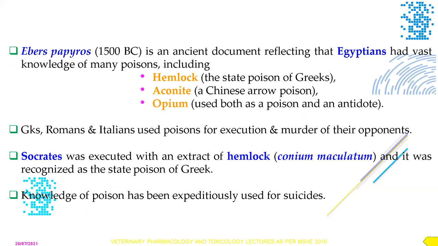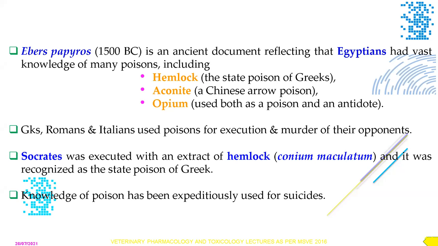The Ebers papyrus, from 1500 BC, is an ancient document reflecting that the Egyptians had a very vast knowledge of many poisons. So about 1500 years before Christ. So if Christ was born in year 0, and before that 1500, now it is 2021 plus 1500, 3500. Before 3500 years, this was written, right? The Egyptians had knowledge of hemlock, especially the state poison. Hemlock was from a tree and used to be collected only for the king, especially to kill the enemies and also for suicidal purposes.